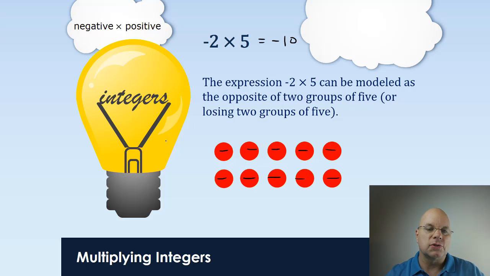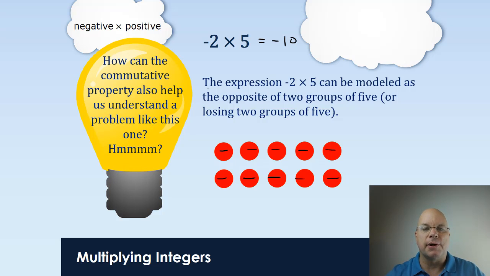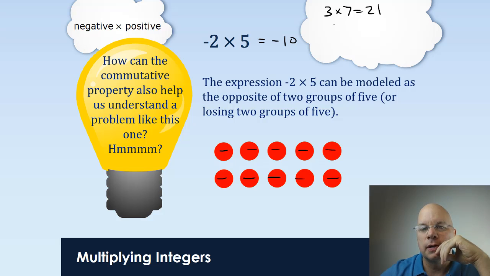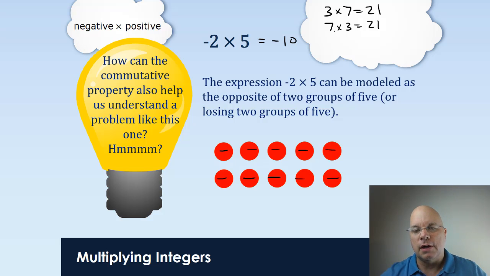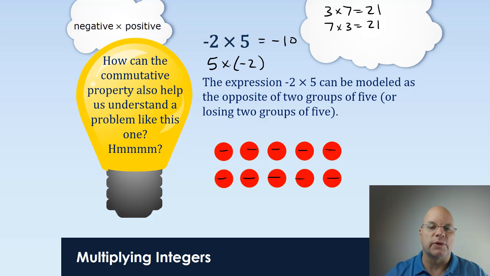We could also solve that by thinking about the commutative property. Let's think about this, for example. 3 multiplied by 7 is 21, and 7 multiplied by 3 is 21. You know that commutative property: if you have multiplication or addition, you can change the order. And so if we change the order here, negative 2 multiplied by 5 is the same as 5 multiplied by negative 2. In the previous model we did, we said a positive multiplied by a negative is a negative. This would be 5 groups of negative 2, so that would also be negative 10. Another way to show that it's negative 10.